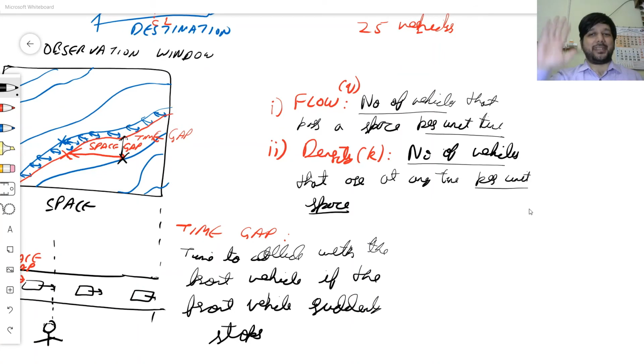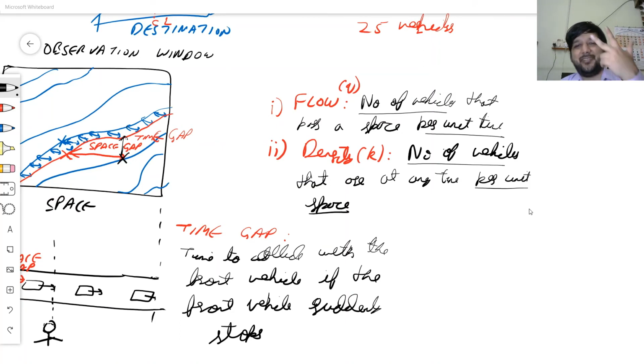time pause. I just pause time and I count the number of vehicles: 1, 2, 3, 4, 5, 6, 7, 8, 9, 10, divided by the length of the road that I'm observing, 5 meter. So it's number of vehicles per unit space, 5 meter. So the flow is vehicles per unit time that pass through at a point.